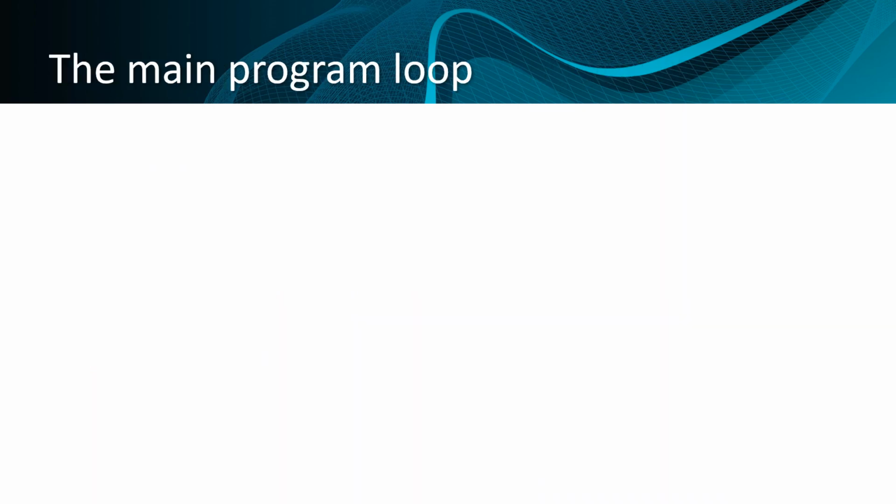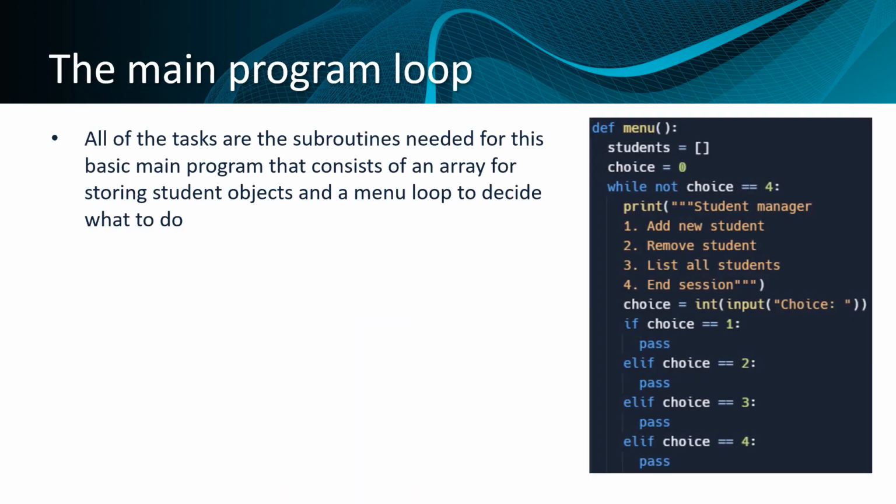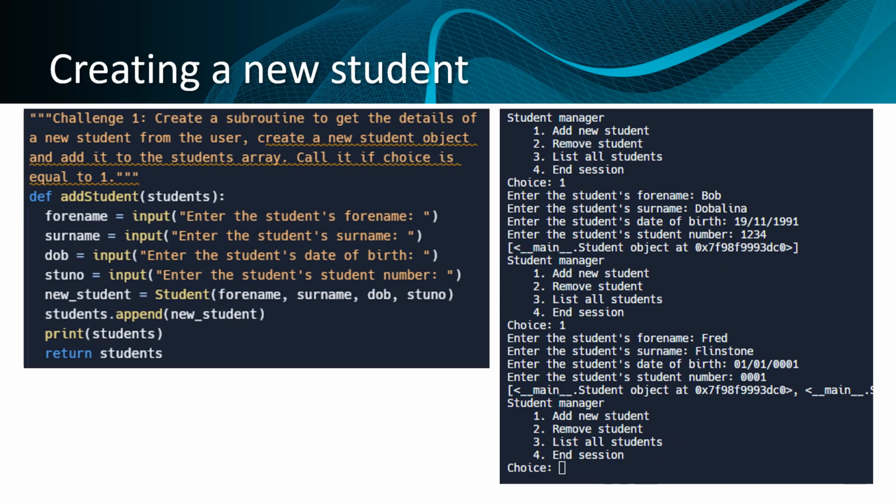All of the tasks we're going to complete are the subroutines needed for this basic main program that consists of an array for storing student objects and a menu loop to decide what to do. Challenge 1 deals with adding new students.